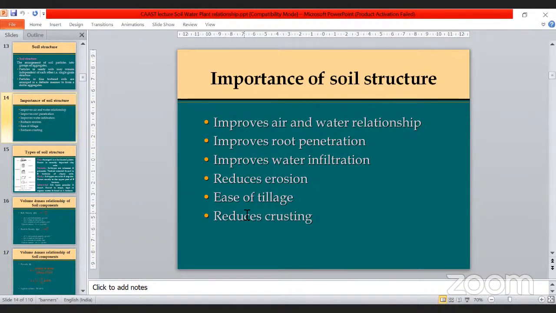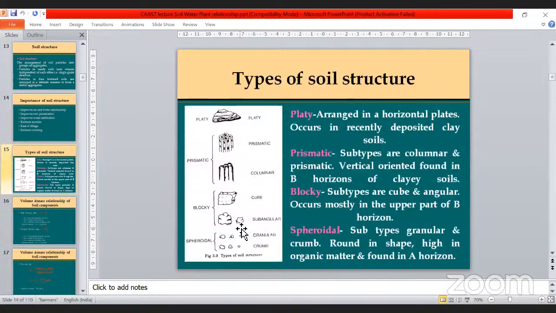So yields are less there, whereas in heavy clay soils root penetration is too difficult, or tillage operations are difficult. That is why roots are not going down, not absorbing nutrients or taking up anything, and the crop is under stress conditions. So managing soil structure can also reduce crusting.